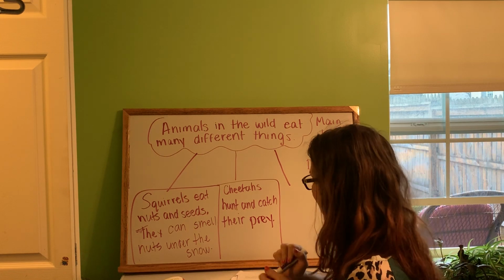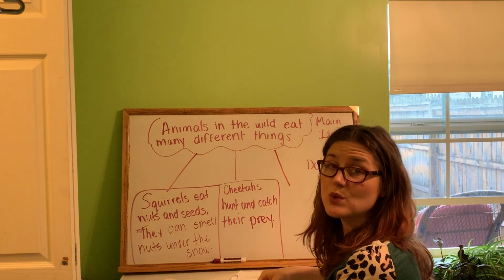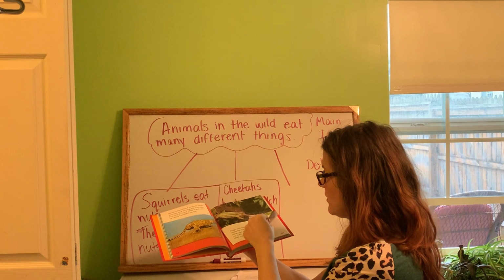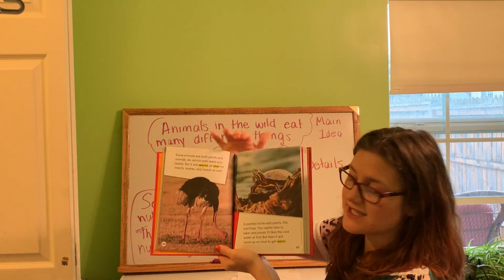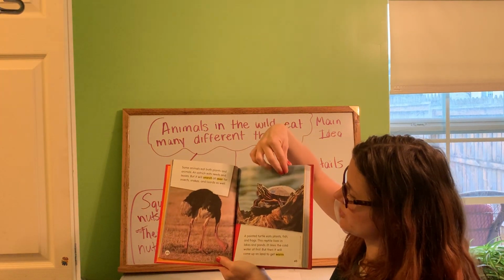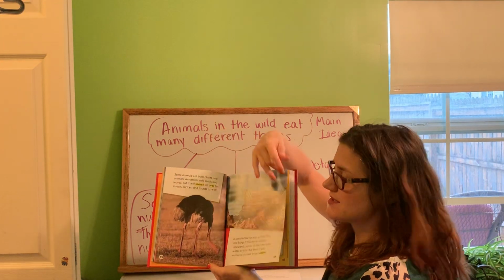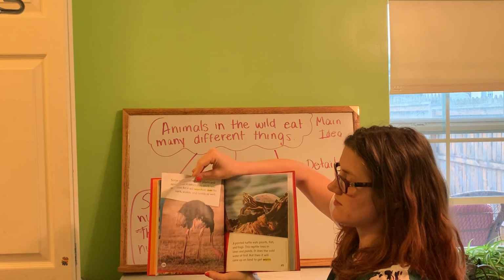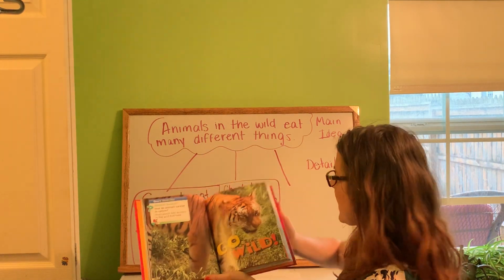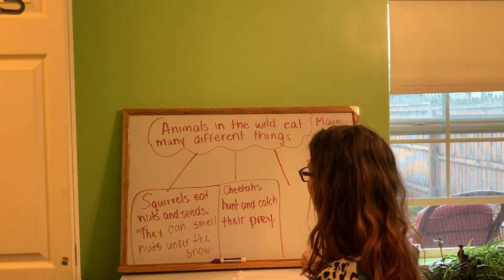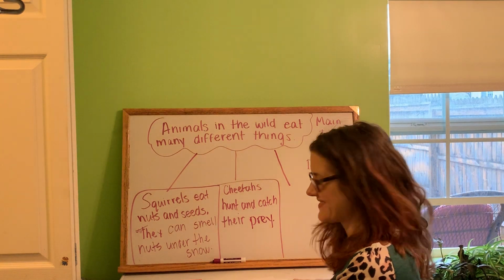All right, the last detail I am going to see if you can do at home. I am going to give you a clue though. The last two pages talked about ostriches, turtles, and bears. See if you can remember one of those ways that those animals get their food in the wild.